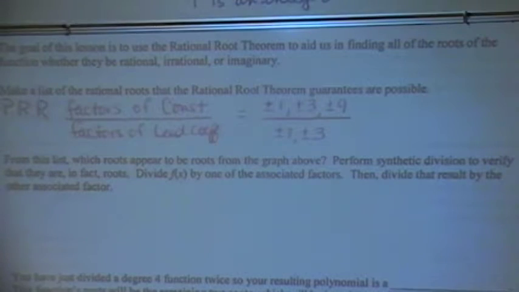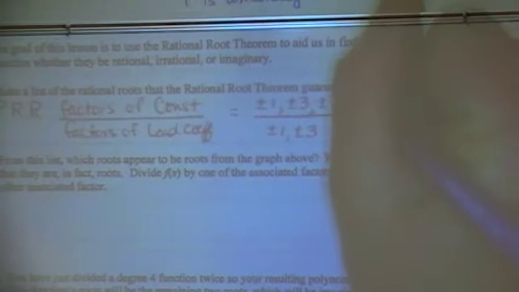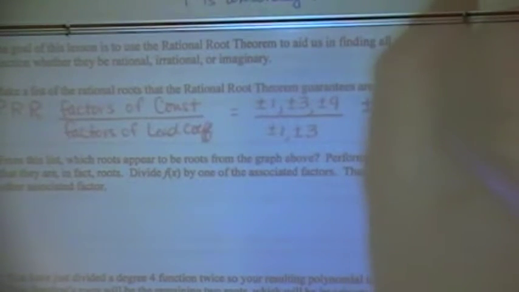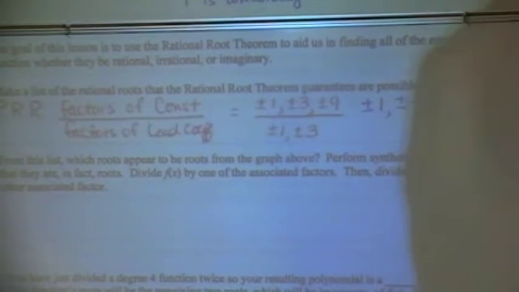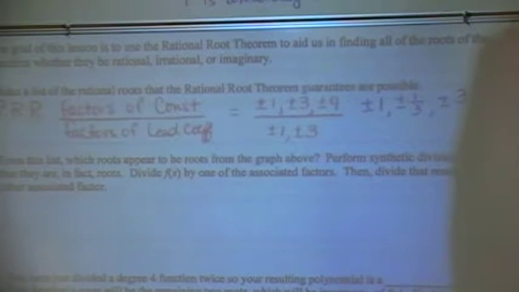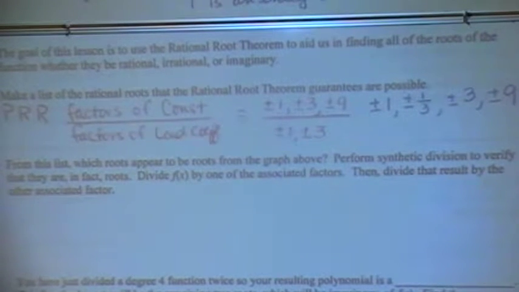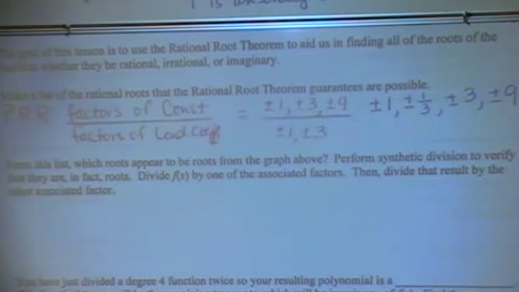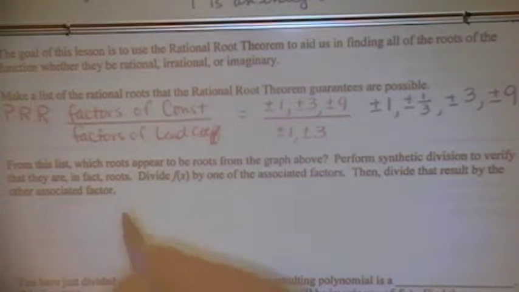Okay, so I'm going to make my list. This is a really short list. It will be short. So positive and negative 1, 1/3, 3. That is a short list. I like it. From this list, which roots appear to be roots on the graph above? And then it says, perform synthetic division to verify that they are in fact roots. One of them for sure we can see is 3. So let's synthetically divide with that one.